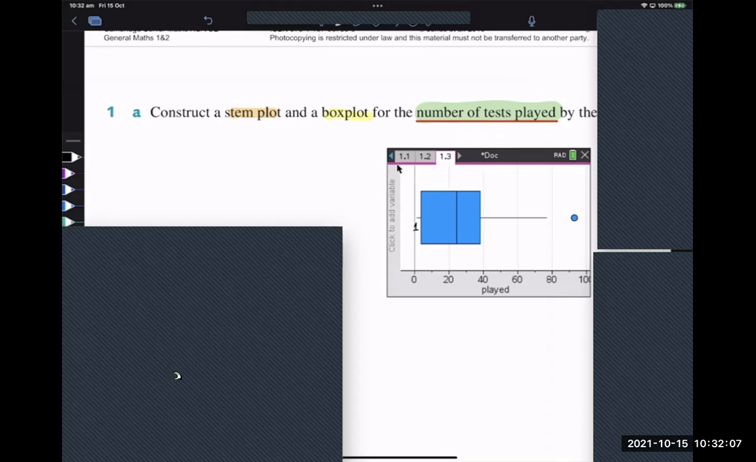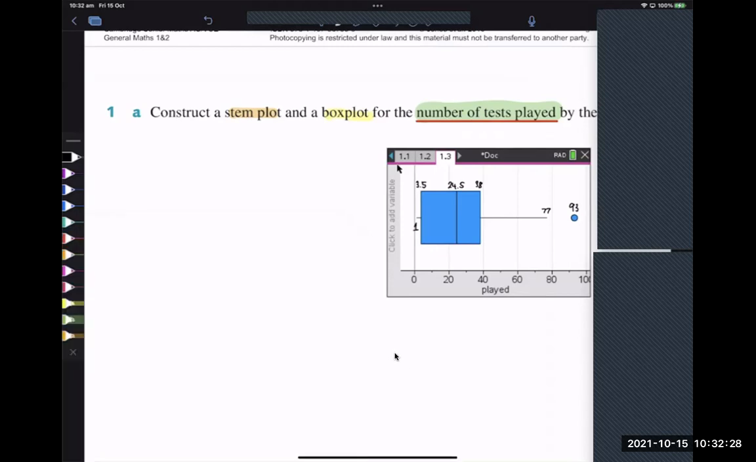Q1 is 3.5. Median is 24.5. Q3 is 38. This last value here is 77. And then the very outlier is 93. Okay, so there you go.